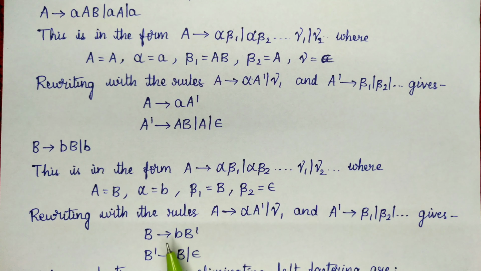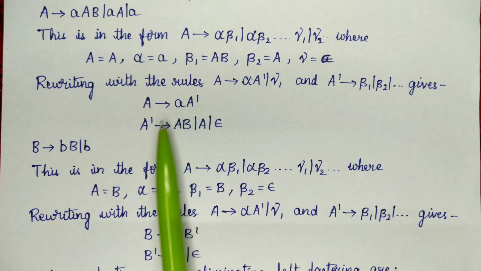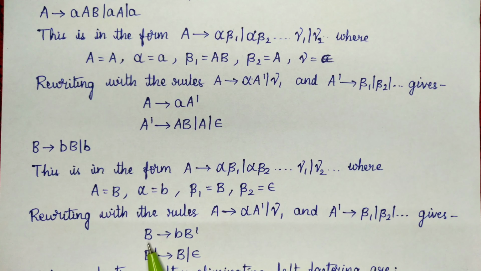Next, A prime means B prime implies beta 1 means B or beta 2 means epsilon. So the productions we got after eliminating the left factoring are A implies A prime, A prime implies AB or A or epsilon, B implies B prime, B prime implies B or epsilon.